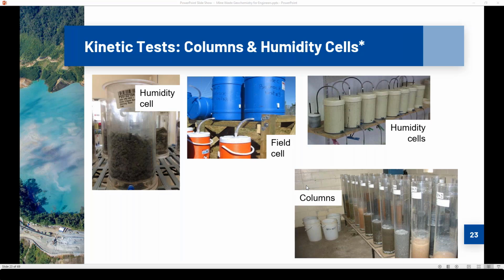So the principle with all of these kinetic tests is that we would have a well-characterized mass of samples. That would range from 1 to 2 kilograms in some of these humidity cells, all the way through to several hundred kilograms in a field cell. And these would be regularly leached, and we would measure the water quality changes over time, and from that understand the relative rates of reaction and the relative rates of the production of metals or the likelihood of acid water being generated.